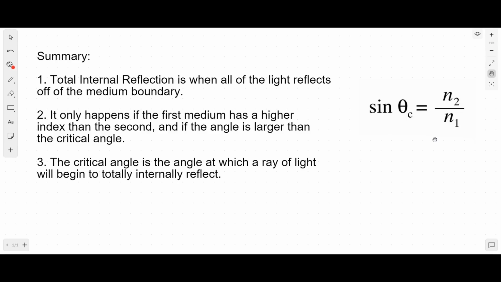I've said totally internally reflect and total internal reflection about 100 times this video.